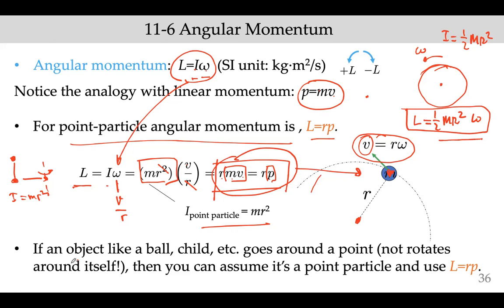So to summarize, if an object like a ball, child, etc., goes around a point, like here, but does not rotate around itself, like here, then you can assume it's a point particle, and you can use L equals r times p, or r times mv, for its angular momentum. Here, uppercase L is angular momentum.